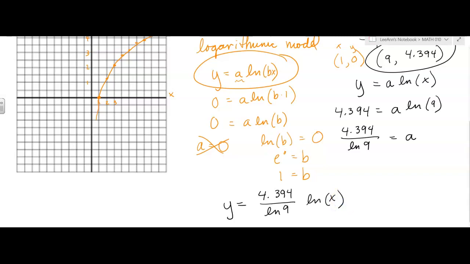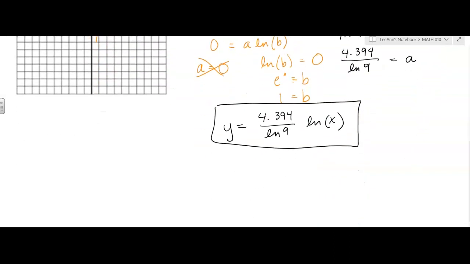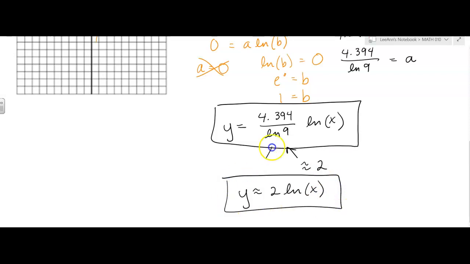Okay, so this is a good model. I would probably use that for my model if I were doing this. You could get a decimal approximation for that. So just on your calculator, you'd go 4.394 divided by ln 9. And it turns out to be about 2. So that's approximately 2. So if you wanted to use that approximation, you could say it's approximately 2 ln x. Remember that b was 1. Okay, so either way. I kind of like using this because we've been working with things like that and it's a little more accurate.